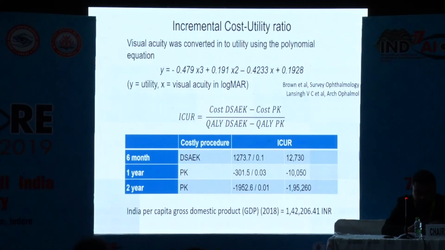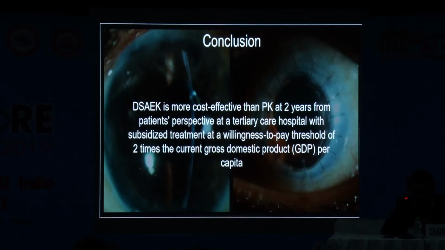Now, as per the WHO CHOICE initiative, which is for choosing a cost-effective intervention, if an intervention improves 1 quality adjusted life year, and the cost for that intervention is ranging from 1 to 3 times the gross domestic product per capita, then that intervention is deemed as cost-effective. So in our study, this falls less than 2 times the GDP, so it is cost-effective. DSAEK is more cost-effective than PK. So at 2 years, from a patient's perspective, at a tertiary care hospital with a subsidized treatment, at a willingness to pay threshold of 2 times the current per capita gross domestic product.